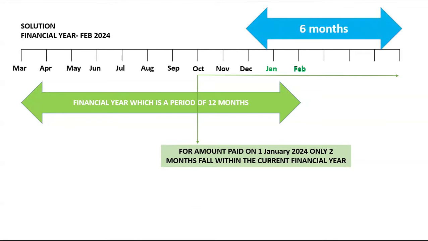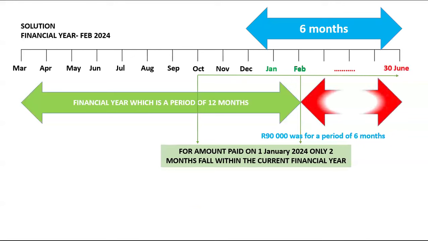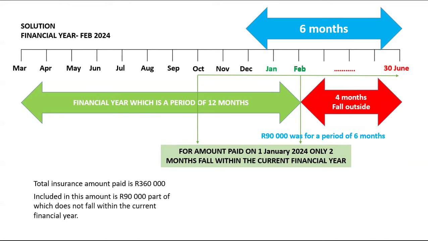But now we don't care about what falls within the current financial year; that is correctly included in that 360. The problem is what falls outside. It must go out, until the 30th of June. So this was for 6 months, and 4 months fall outside the financial year. Within that 360, we have paid 90,000. Part of the 90,000 doesn't fall within the current financial year, which is 4 months out of the 6 months.